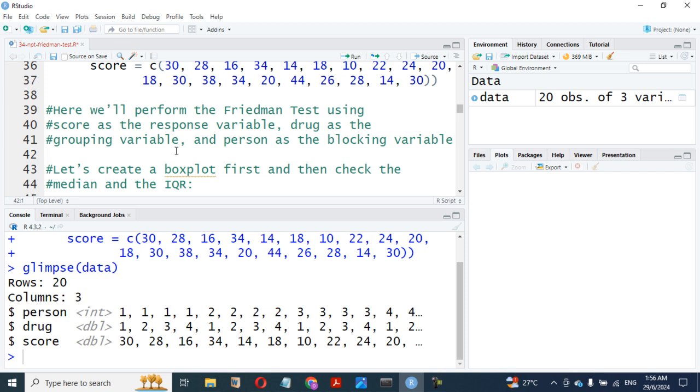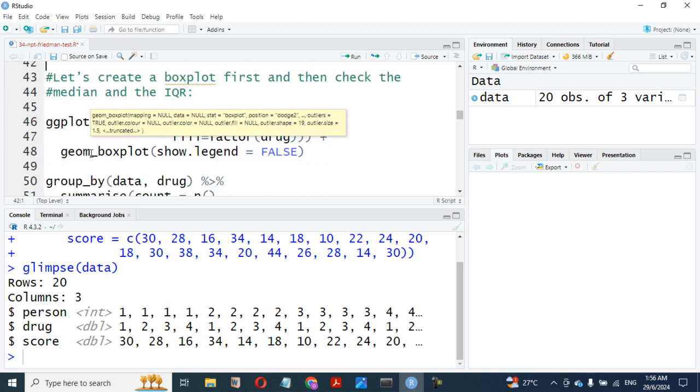So this is a repeated measure now. The drug is repeated. This is different from two paired groups. Two paired groups is almost the same actually, but this one is more than two pairs, so you can see that it's more than two.